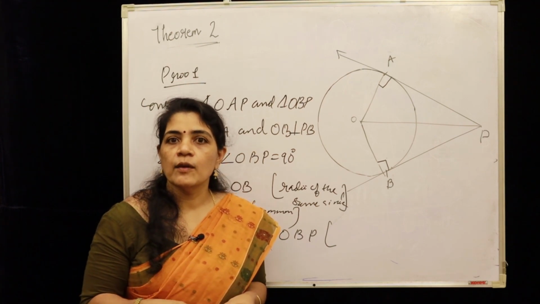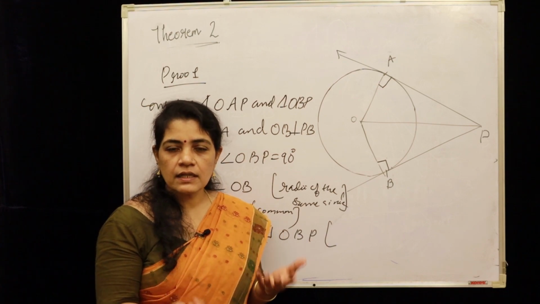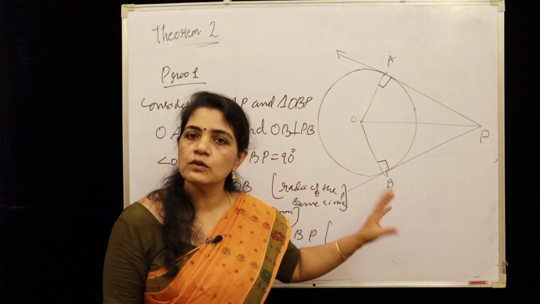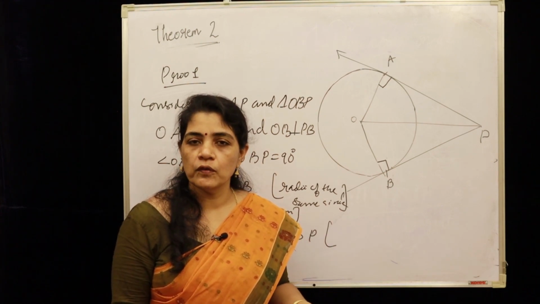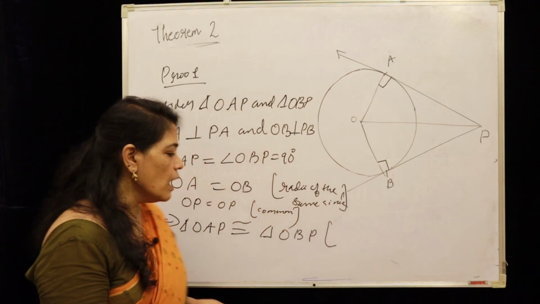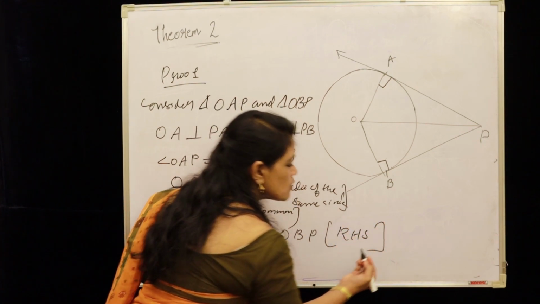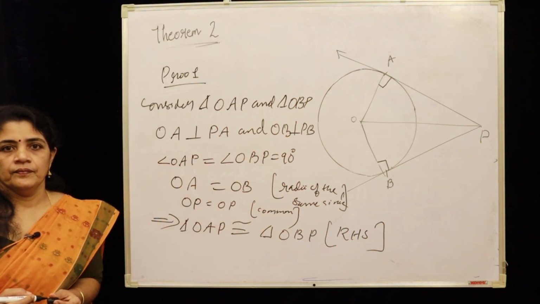One side and hypotenuse is respectively equal to one side and hypotenuse of the other triangle, so those two triangles are congruent. So by RHS criteria, you can write the reason as RHS congruence criteria.